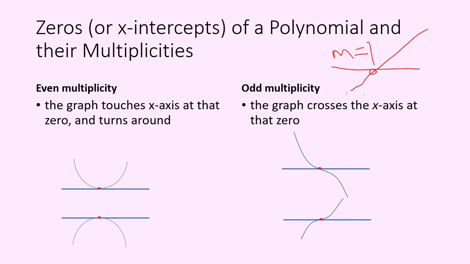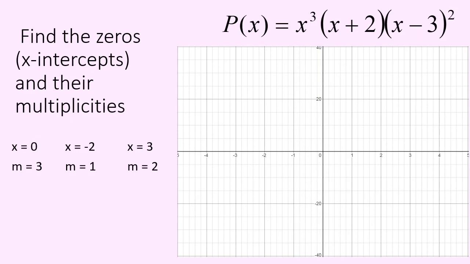So let's take a look at our example that we found multiplicities for. We are expecting to have a 0 at -2, at 0, and at 3. When it goes through -2, we're expecting it to go straight through. When it goes through the 0, we're expecting it to have a curve to it. And when it goes through 3, we're expecting it to bounce and go back. So let's see what the graph looks like.